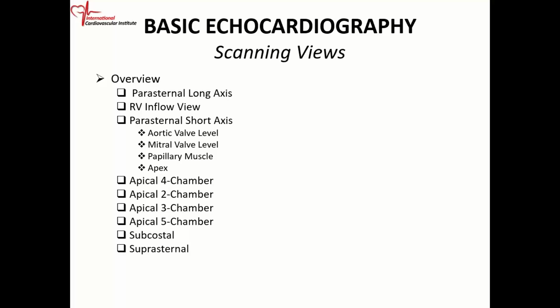It includes a long axis. The RV inflow view is a part of the parasternal views. Then we have parasternal short, and there are 4 views that make up the parasternal short axis: at the level of the aorta, the level of the mitral valve, the level of the papillary muscles, and at the apex. Then we go on to the apical views now.